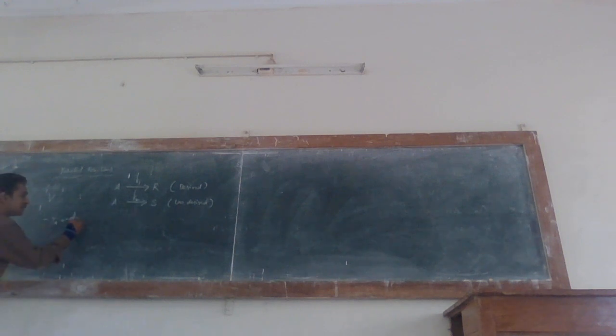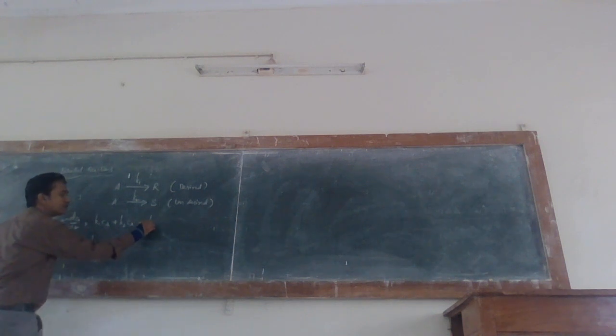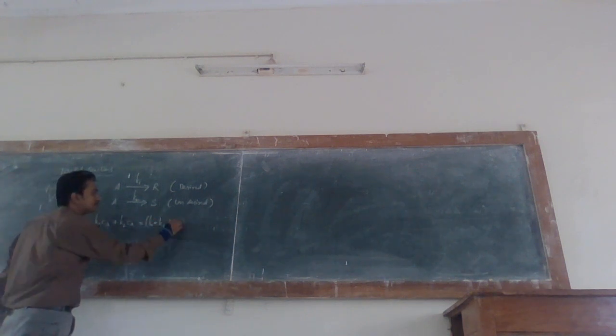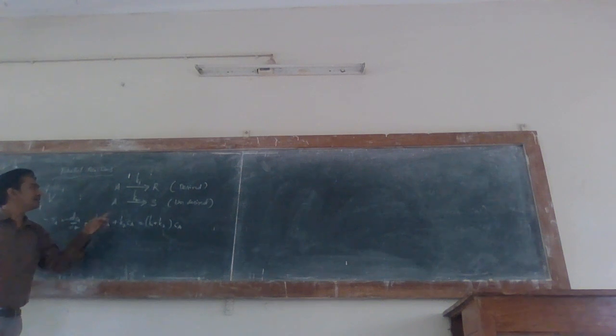Now can you write minus RA for reaction 1 and reaction 2? First reaction, K1 CA. Second reaction, K2 CA. So overall K1 CA plus K2 CA, so (K1 plus K2) into CA. Sorry, I am writing. Minus RA is minus dCA by dt, K1 CA, for the same A.